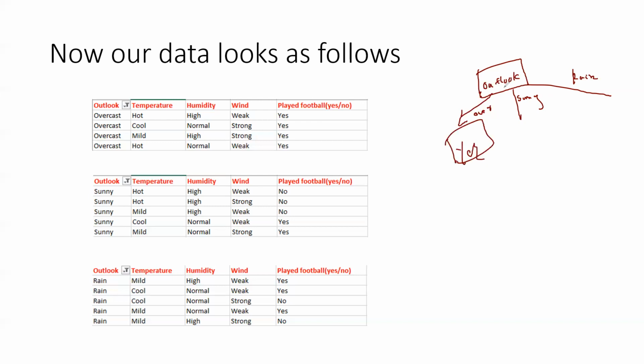Finish. If Outlook is sunny, then again we need to decide whether to check the temperature, the humidity, or the wind. That is again a computation we want to do. Similarly, if it is rainy, we check temperature, humidity, and wind. Which one to select next, we can decide for sunny and rain. But for Outlook overcast, we can directly say yes. This is how the tree is built. Next, we need to further calculate for Outlook sunny and Outlook rainy. How do we calculate that further?